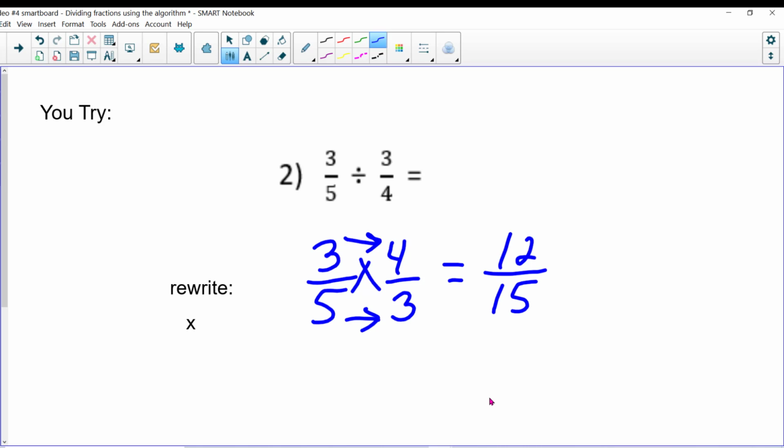Now, I'm noticing here, hopefully you noticed it too, I can simplify this fraction. In other words, there is a common factor I can divide 12 and 15 by. Do you know what it is? 3. So I can divide both of them by 3. What is 12 divided by 3? 4. And what is 15 divided by 3? 5. So that is your simplified answer to this problem. So 3/5 divided by 3/4 is equal to 4/5. Make sure if you need to, make any corrections on your paper so that you know you have them correctly written in your notes.